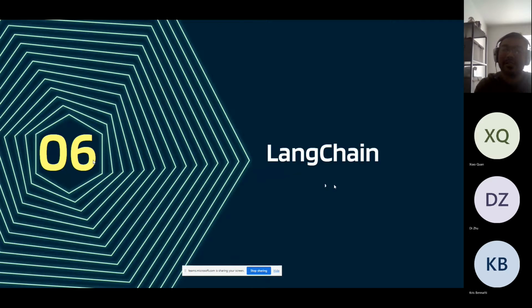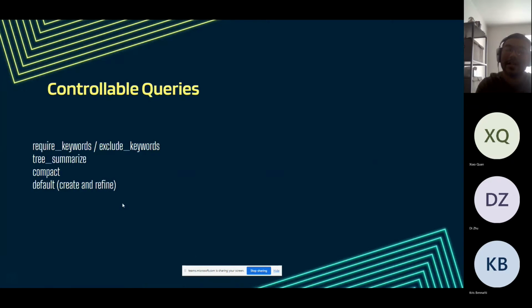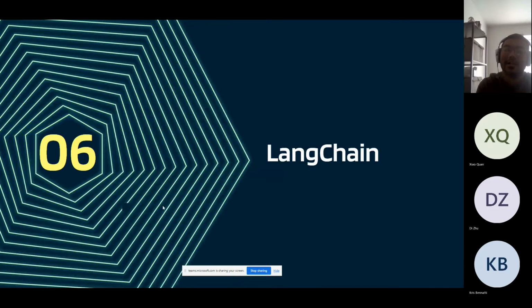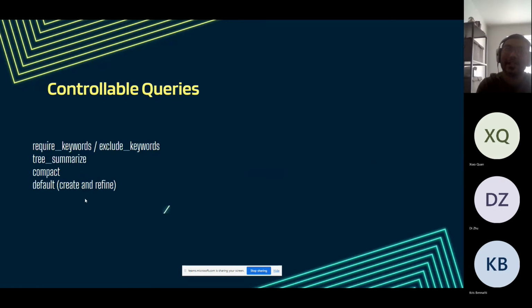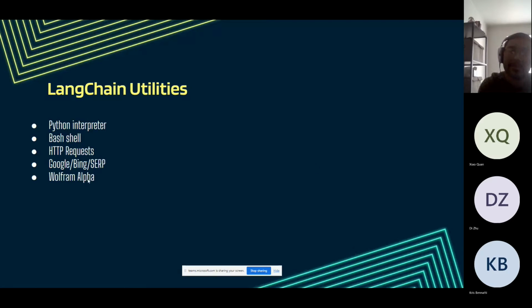So let's now go to LangChain. LangChain comes with a whole lot of utilities. A lot of these features that LlamaIndex had are also available on LangChain, but I have just mentioned these as the features that LlamaIndex does better. The LangChain features that are pretty useful are, again, the ability to call a Python interpreter, bash shell, HTTP request, Google API, Google search, Bing search, SERP, which is again a search engine API, and then Wolfram Alpha.